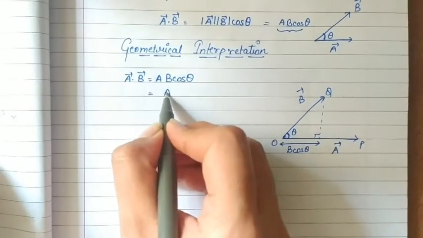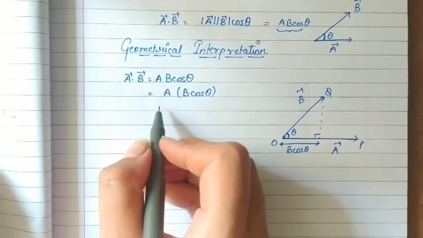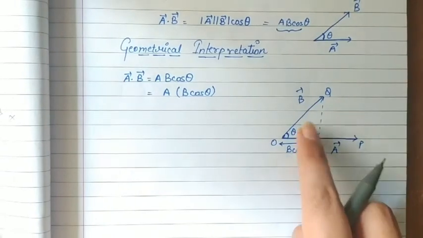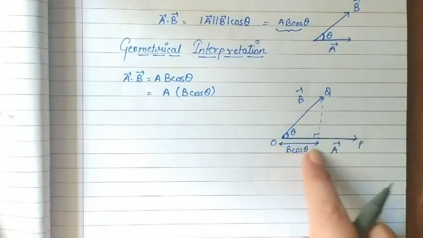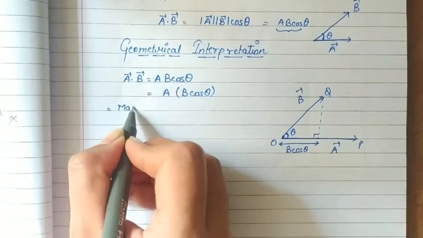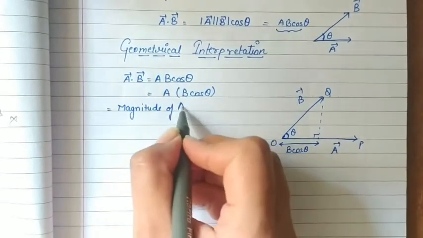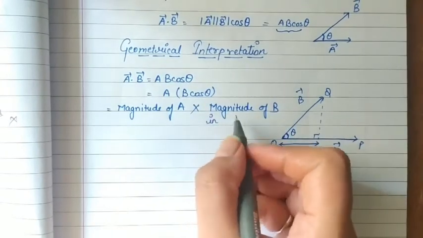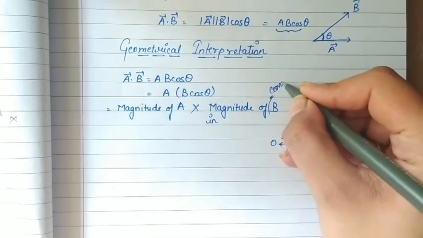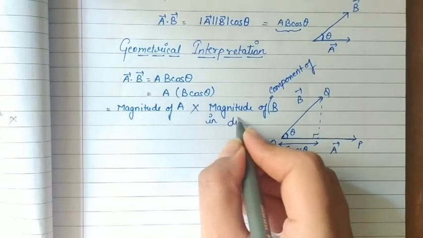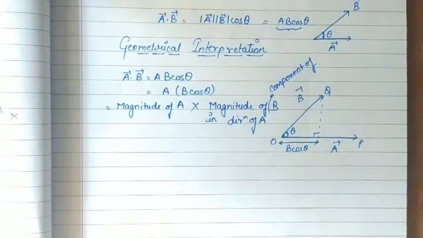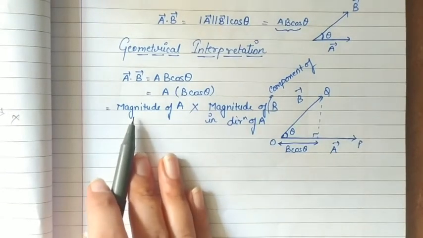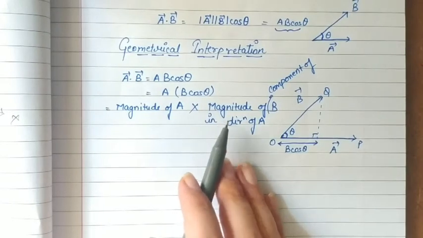That means we can write it as A into B cos theta, which means magnitude of A into magnitude of the component of B in the direction of A. B cos theta is the projection of B in the direction of A, or the component of B in the direction of A. So A dot B, the dot product, is the product of the magnitude of one vector and the magnitude of the component of the other vector in the direction of the first vector.